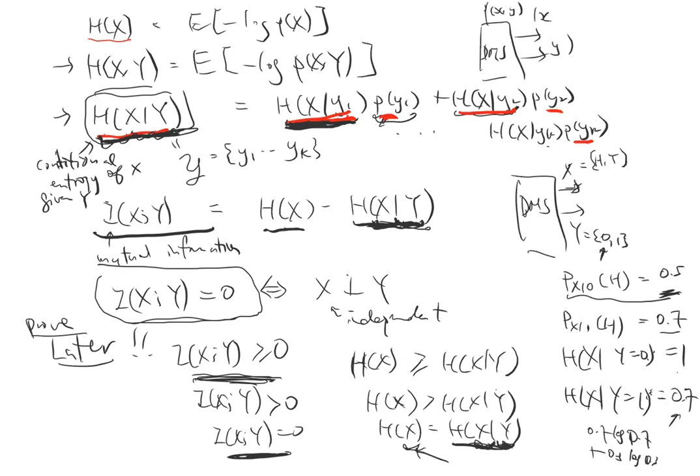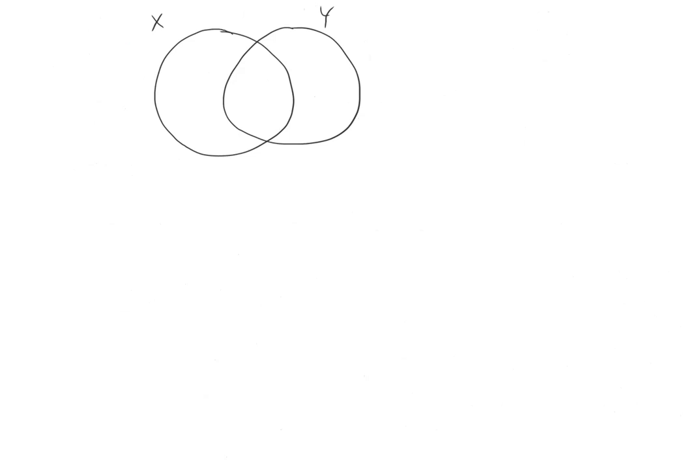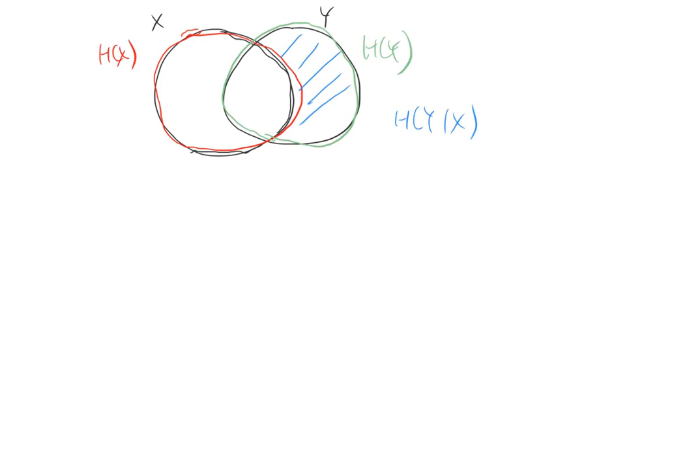Jumping ahead, we can group all this information into a nice Venn diagram here. So I have X and Y. I can define this big circle here as H(X), and this one here as H(Y). Now this part here is H(Y given X), this part here is H(X given Y), and the part in the middle here is I(X;Y).